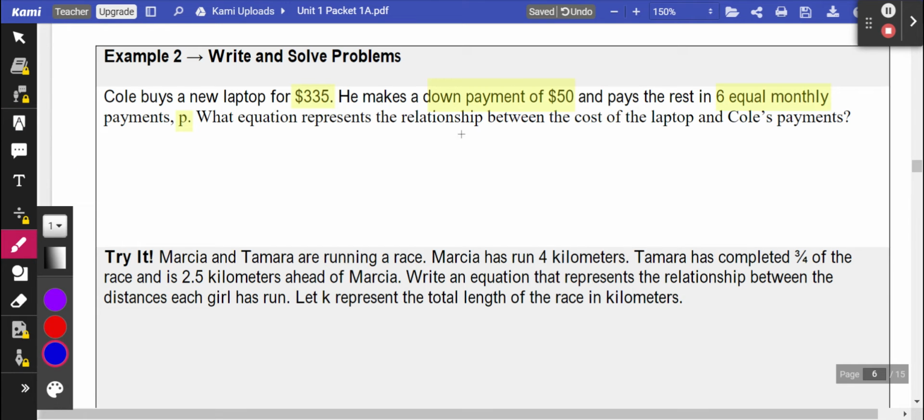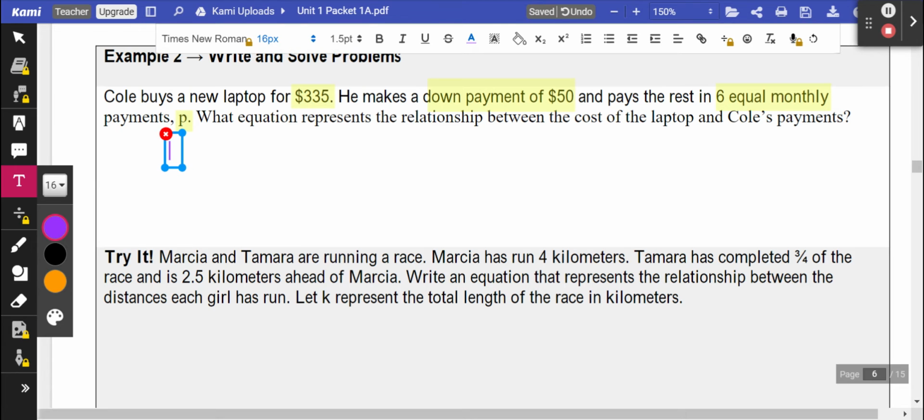So I always like to start with my total. And my total is 335. So that should equal the $50 that he paid for a down payment plus the amount of money he pays each month for 6 months.